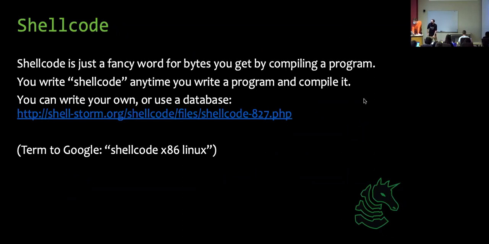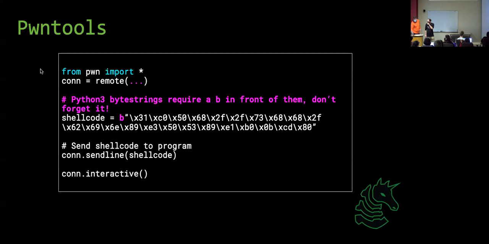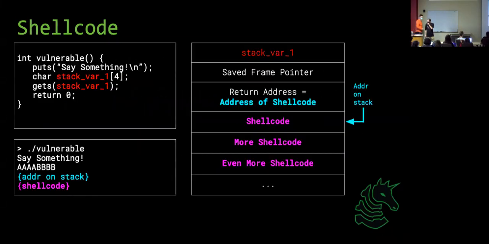Yep. There we go. So an example of what shellcode is, since that's a new term, it's just a fancy word for bytes you get when you're compiling the program. And these bytes represent instructions. So technically, you write shellcode anytime you make a program and compile it. And you can write your own, which is hard and requires a lot of understanding of assembly, or you can use a database like the one in the link over there. If you want to find it quickly, you could just Google that term, but it's just bytes that represent instructions that get executed. So what is the shellcode that we want specifically is something that will open up an actual shell, like a terminal. So that's what we're going for here.